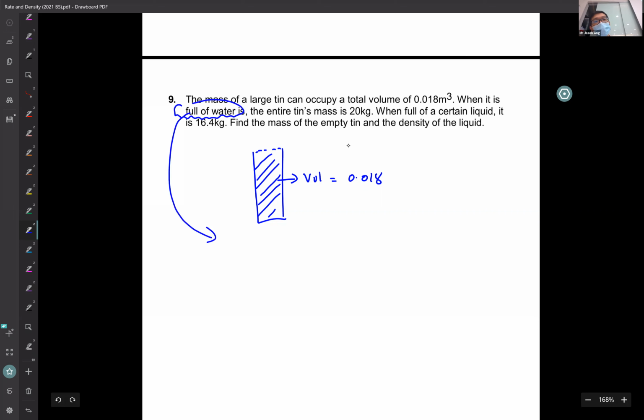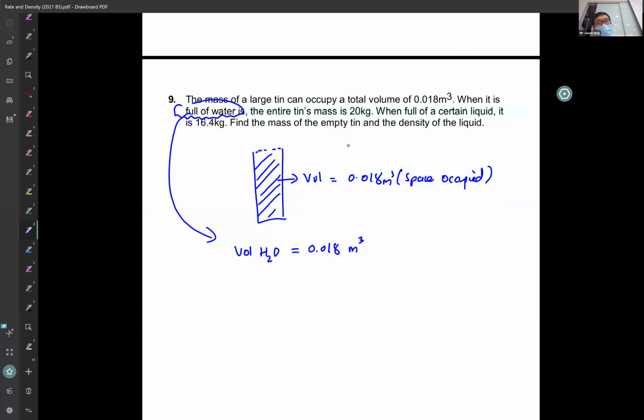When we say full of water, what is the volume of the water? It's 0.018, because this is the space occupied. It doesn't matter what you fill. It can be water, it can be sand. But once you fill it entirely, this is going to be the volume of the water.